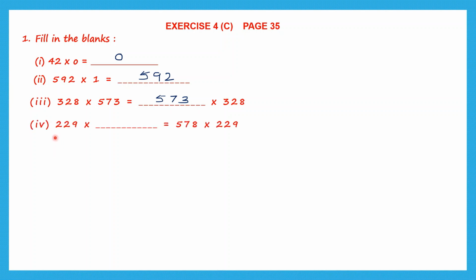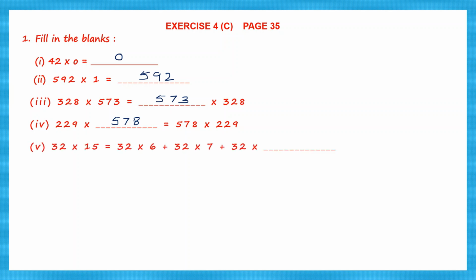Question 4. 229 into dash is equal to 578 into 229. So here also we are using the commutative property, which says that even if you change the order of the numbers and multiply, your product will be the same. Your answer will be the same. So here we have 229 first and here we have it second. So here 578, which is first, will come here in the second place. So let's write that down: 578.